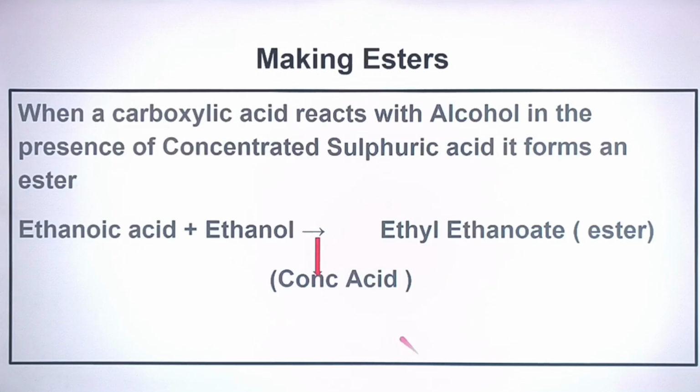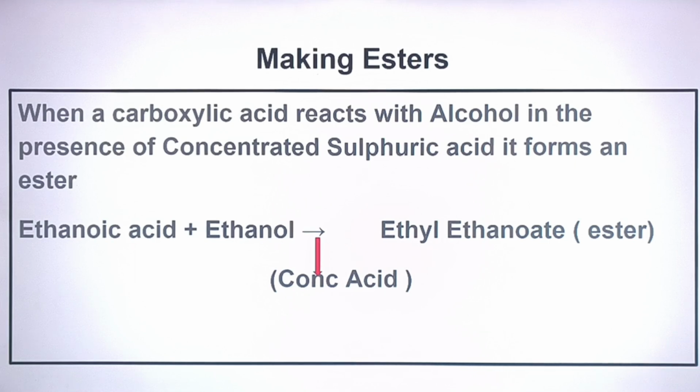Esters are made by reacting a carboxylic acid with alcohol. A carboxylic acid, for example, ethanoic acid, reacts with another alcohol, for example, ethanol, in presence of a dehydrating agent, concentrated sulfuric acid. Friends, concentrated sulfuric acid is a very effective dehydrating agent.